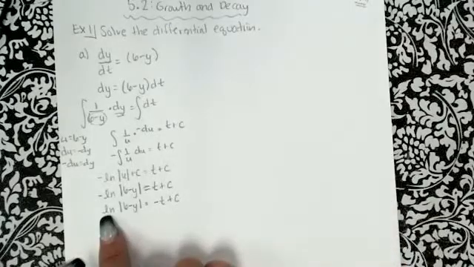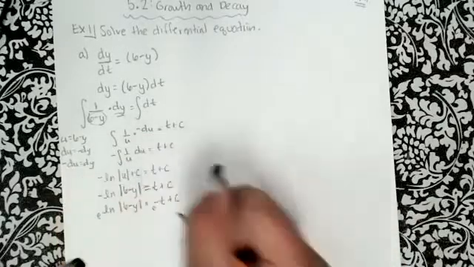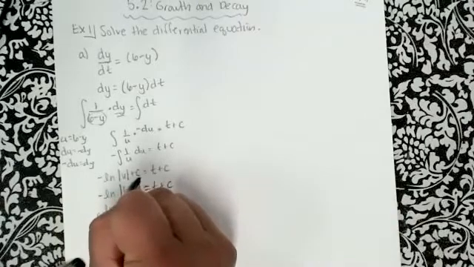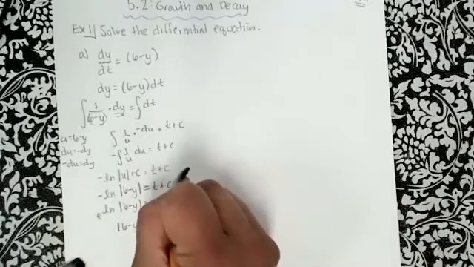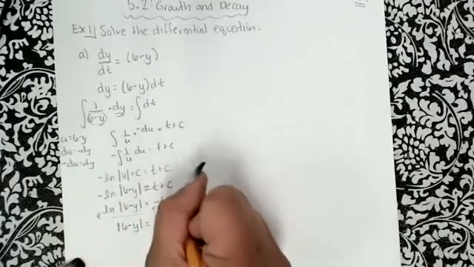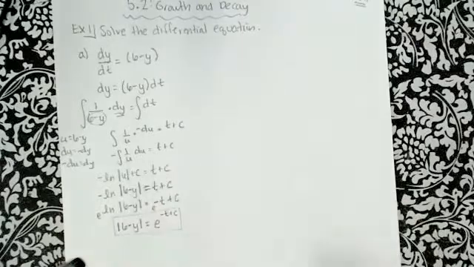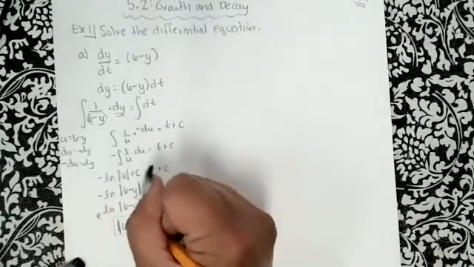And then how do I cancel out the natural log? I'm going to use e. So I'm left with the absolute value of 6 minus y equals e to the negative t plus c. I'm just going to leave it like that because I can't take off the absolute value, but at least I got y almost by itself.